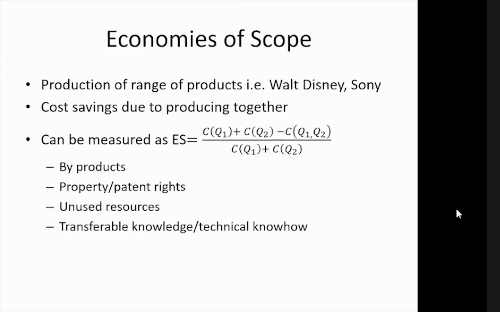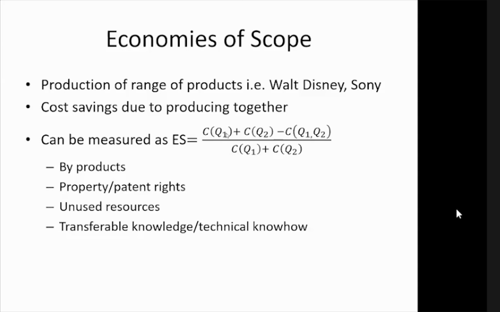And also some technical knowledge or transferable knowledge. So if you are working in the same field like Sony, it was producing rice cookers. So then they had the technical know-how of electronic items. So they got into electrical production. So because of these reasons, when we produce two things together, cost will be decreased, which can be explained or estimated with the given equation here.